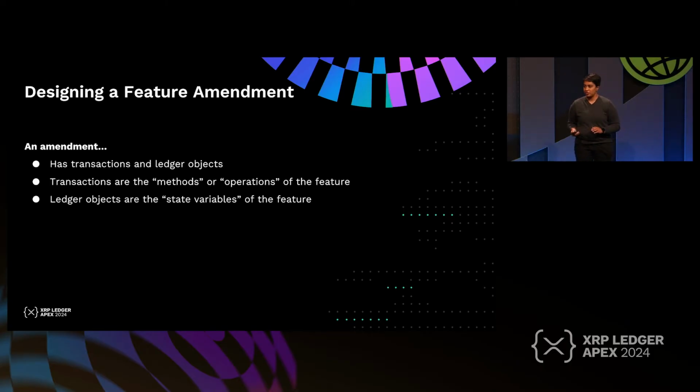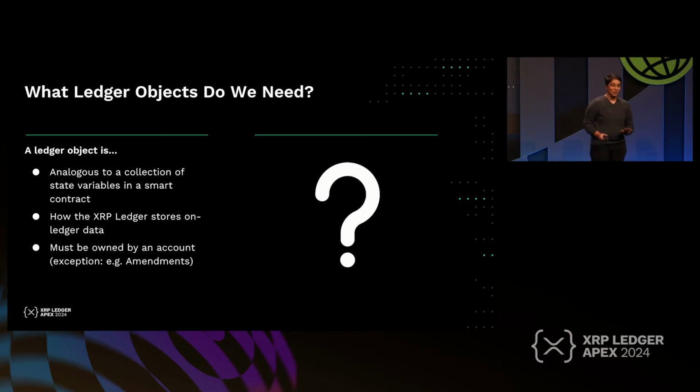Everyone following so far? Next question: you've got to participate, so I hope you're following. What ledger object or objects do you think that we need for NFT auctions? And if you need a refresher, here's what a ledger object is again. Please raise your hands if you have any ideas. What information do we need to be storing on the ledger?